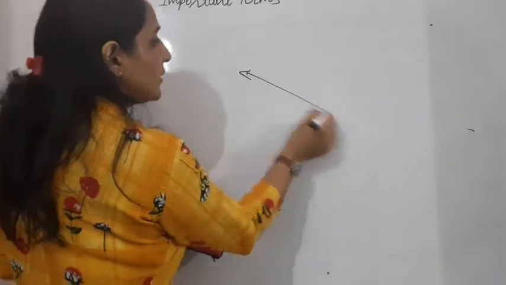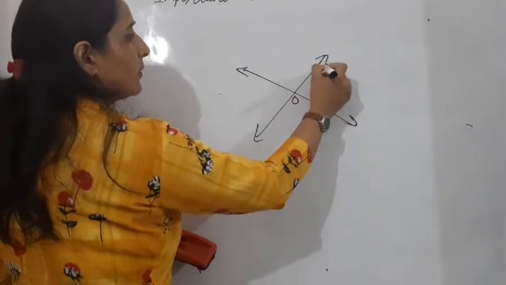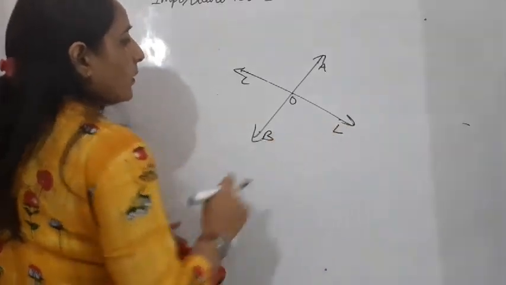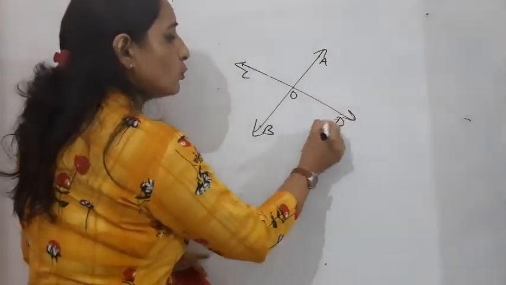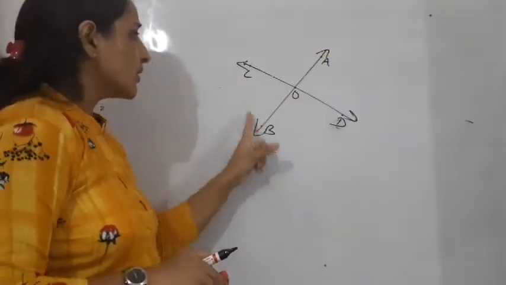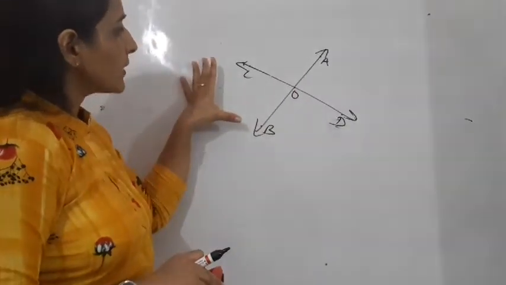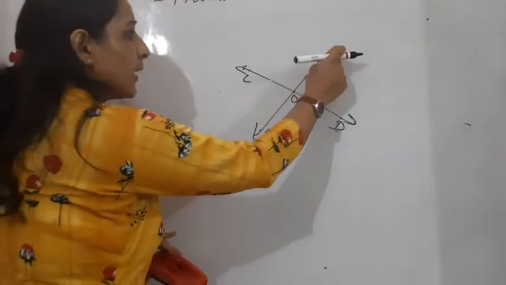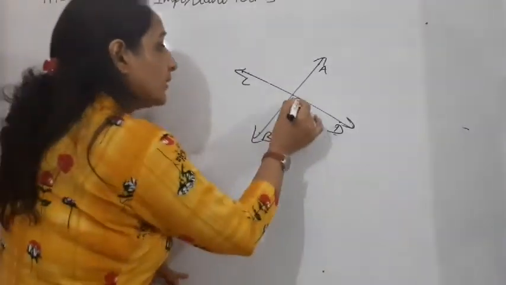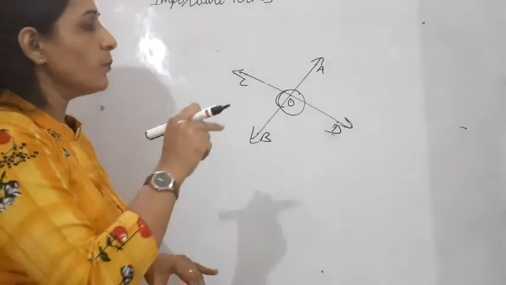Now the intersecting lines. These are the intersecting lines. Intersecting lines means when two or more lines are crossing each other at a particular point. That is what you can call intersecting lines. Here AB and CD are both intersecting lines, and here is the point O. This point O is the point of intersection.